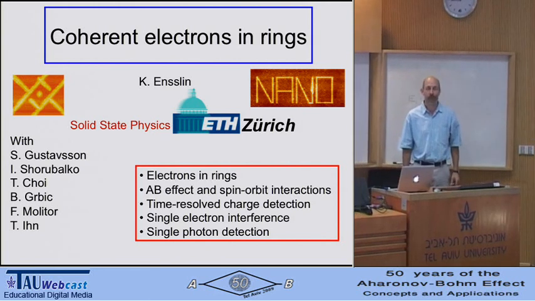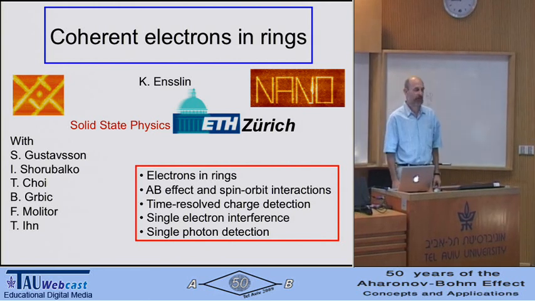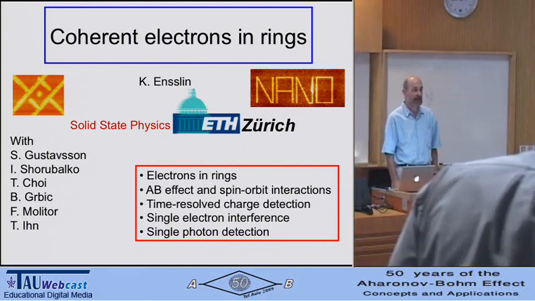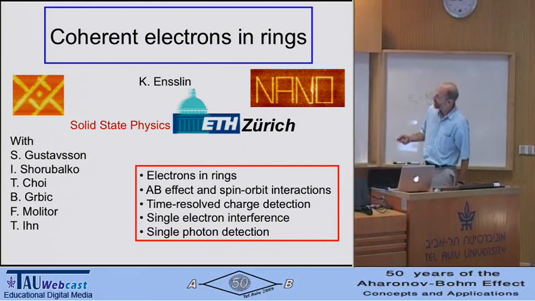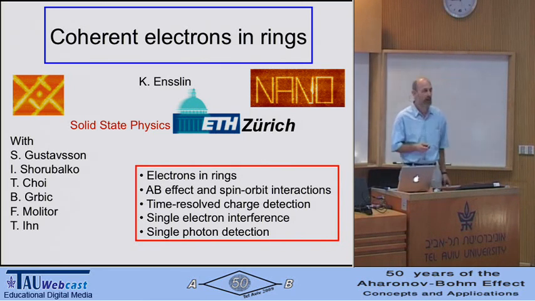Okay, I would first like to thank the organizers for inviting me to this very special conference. I will try to cover a little bit the basics of electron interference in mesoscopic devices. I will first show you something about electrons and rings in general, how we can prepare them and measure them. Then I will show a little twist on the Aharonov-Bohm effect by including spin-orbit interactions.